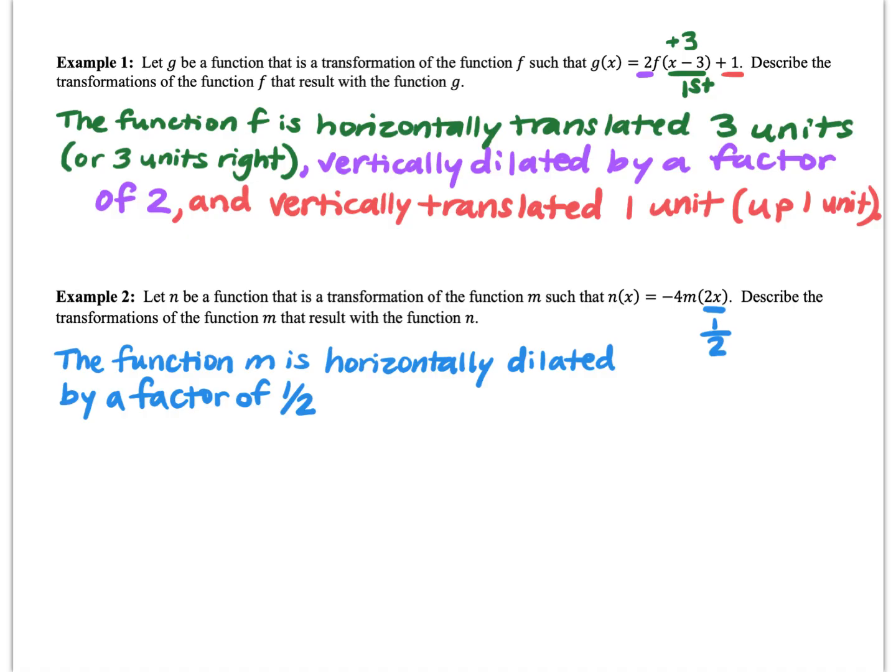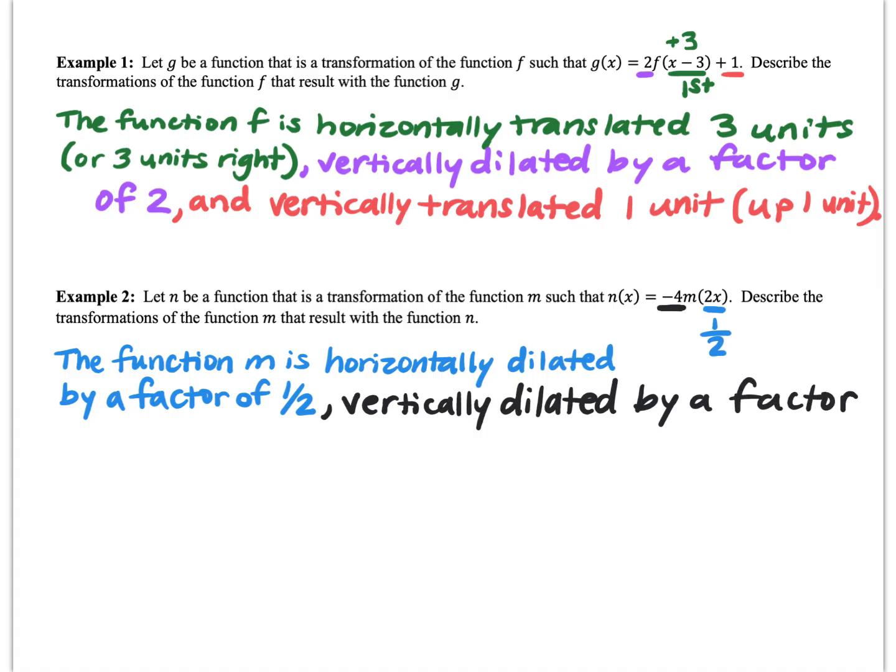Then let's look at the outside here. We have an a value of negative 4. Remember, for the dilation, it's the absolute value of negative 4. So we'll say it is vertically dilated by a factor of 4. And then that negative there in front, what that does is it reflects it over the x-axis.